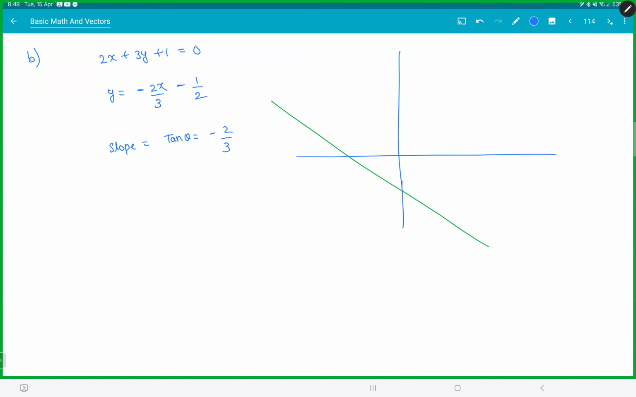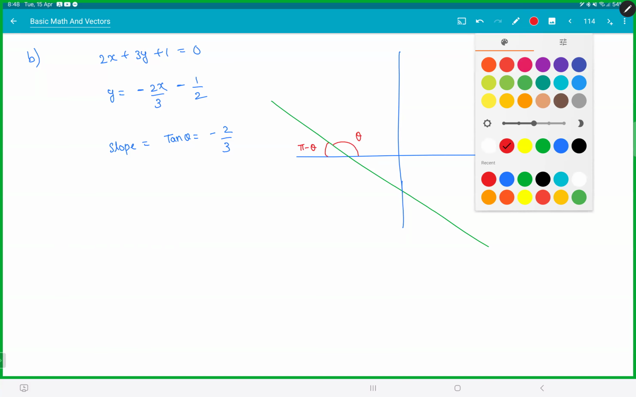Hope everyone knows how to draw the line, right? Put x0, you'll get the y coordinate. Put y0, you'll get the x coordinate, and then you're done. So this guy is going something like this. And remember, the angle you got is this angle here. Tan theta is 2 by 3 for that angle. It's an obtuse angle, right, with the slope. That way.